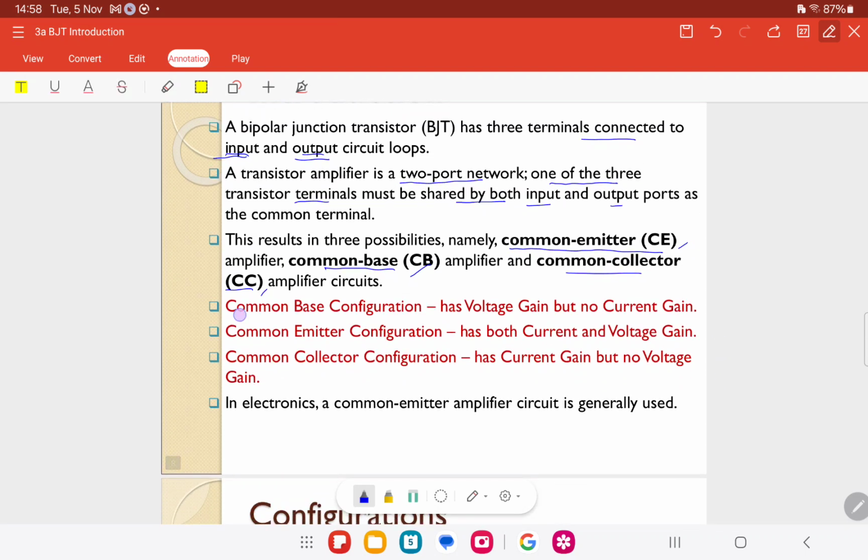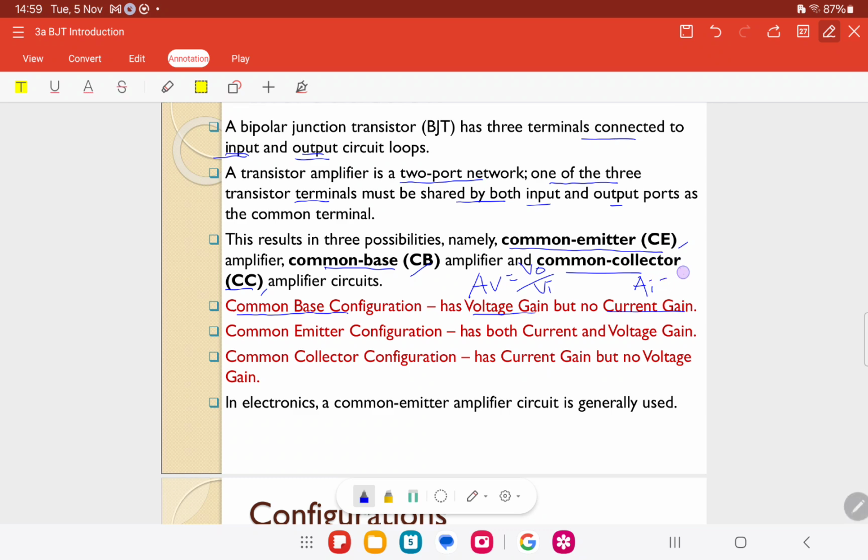Normally a common base configuration has voltage gain but no current gain. Voltage gain is AV, current gain is AI. AV equals V out over V in, the voltage at the output as a ratio to the voltage at the input. Only then can we get the gain.